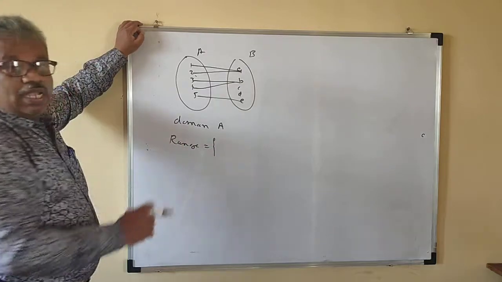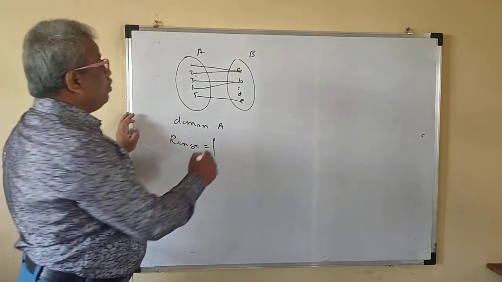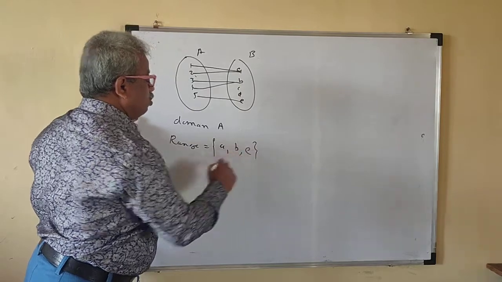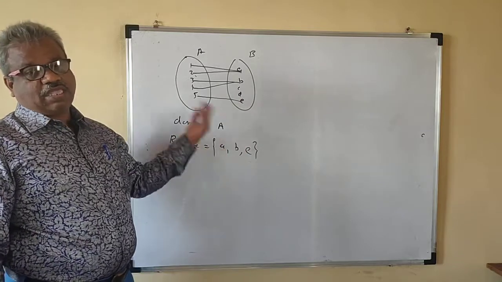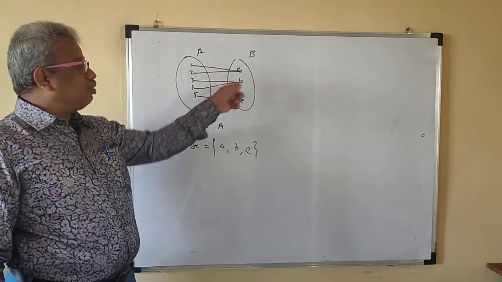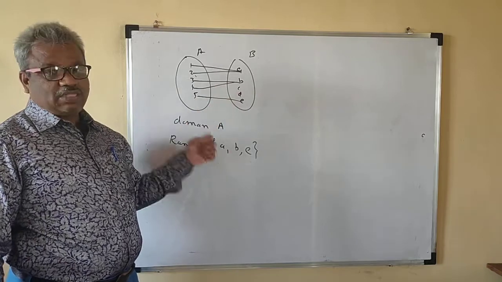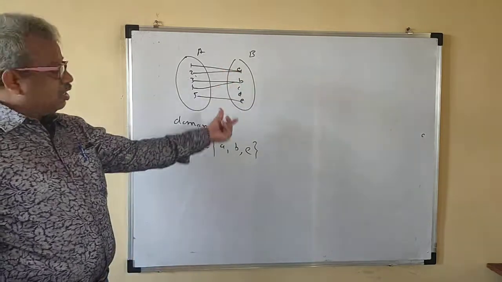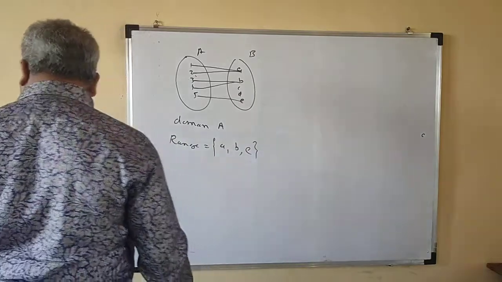Range means it is a subset of the codomain. Just see which elements of the codomain have a pre-image. a has a pre-image, b has one, but c doesn't have a pre-image, so it is not in the range. Range means the subset of the codomain whose elements have at least one pre-image in A. Why at least one? Because a has two pre-images. Since c and d don't have a pre-image, they are not in the range. So that is your range.